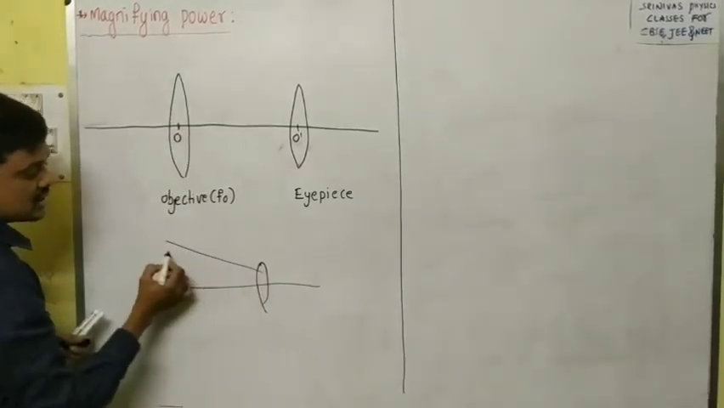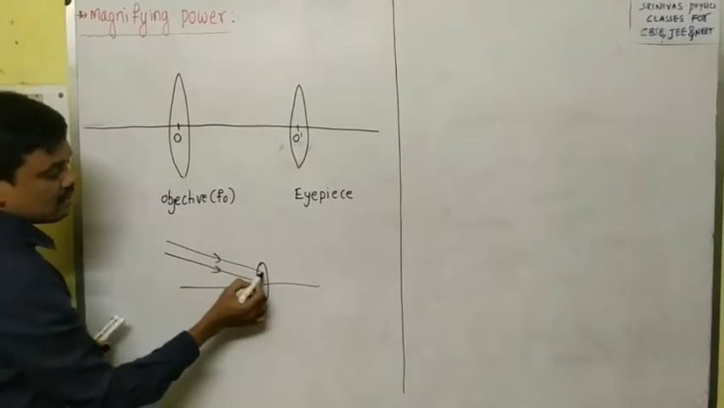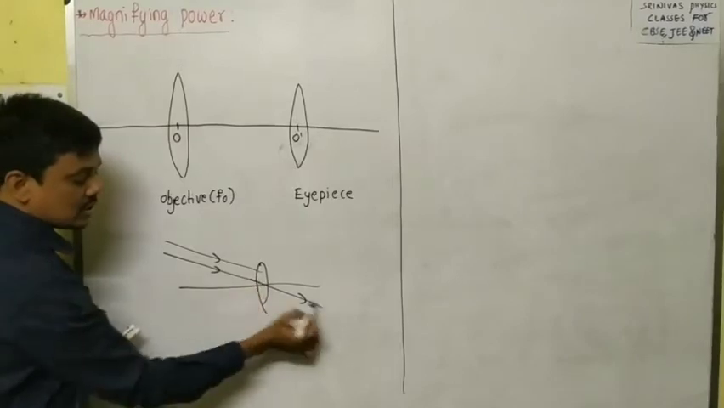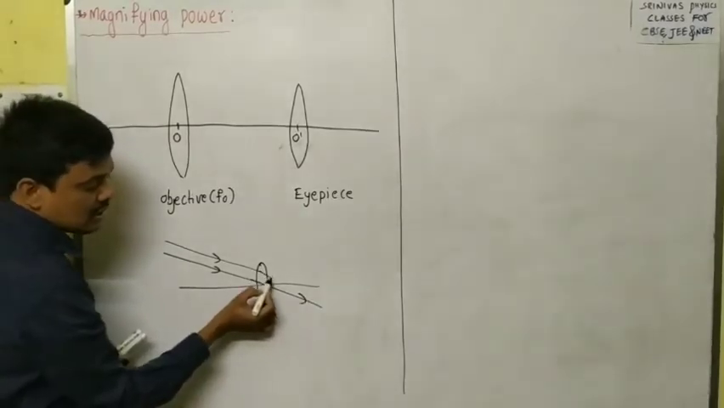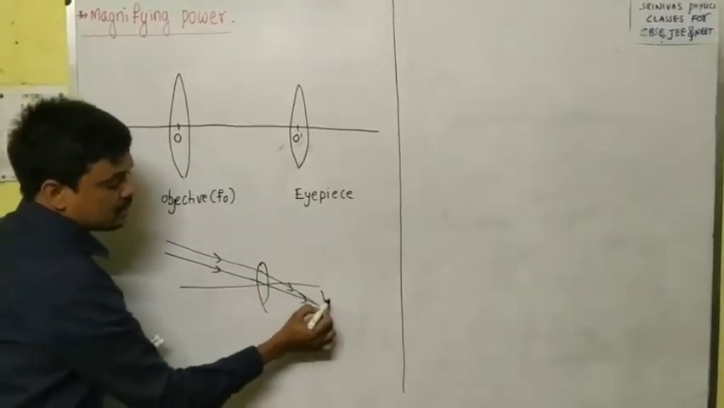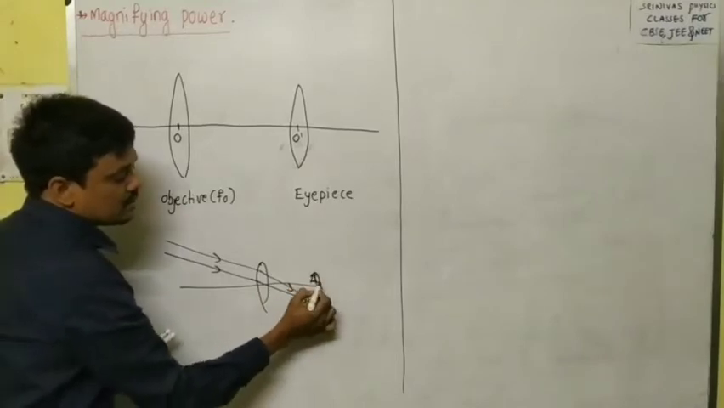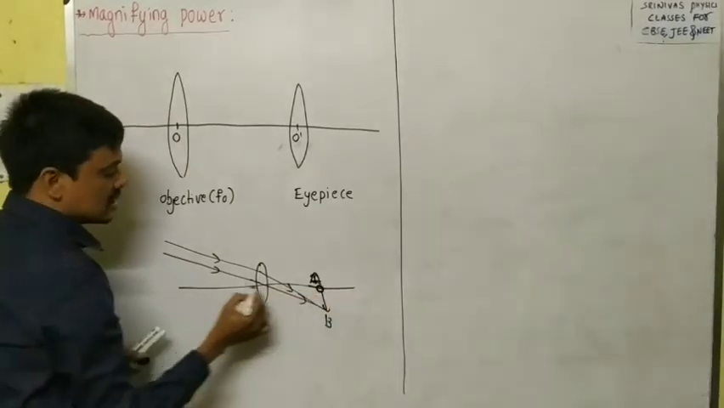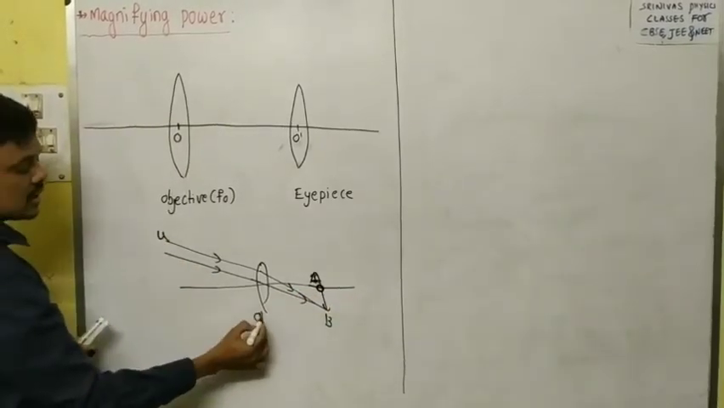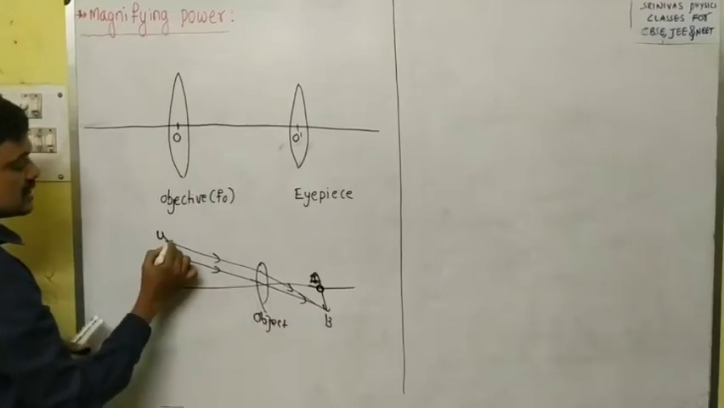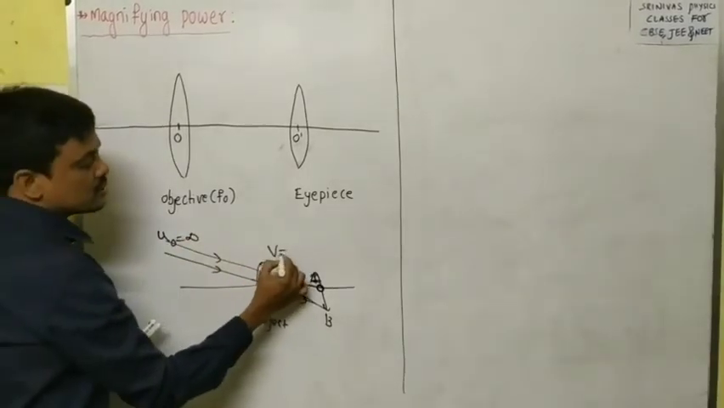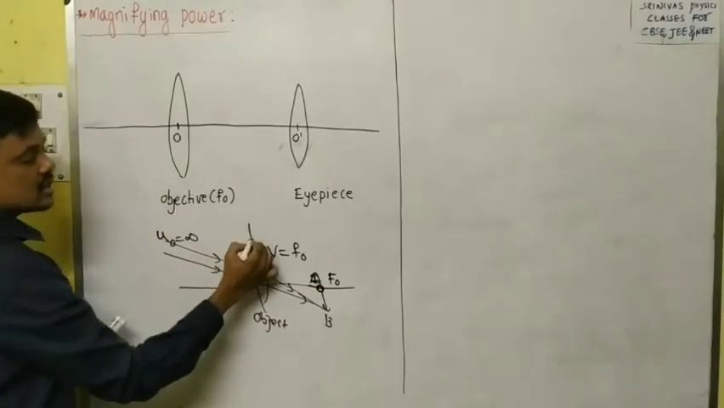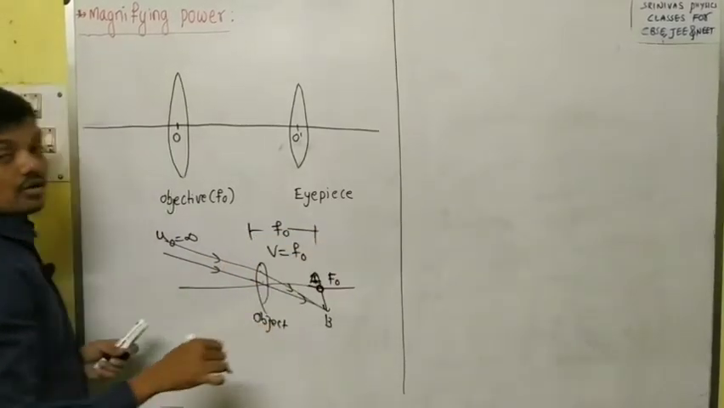From the infinite distance, the light rays start, and then they will meet. The light ray which passes through the optical center cannot deviate. It goes straight, and the light ray which is incident here will bend, and they will meet at a point, and here the image will form. This image we can consider as AB. And what is the location of this image? If the object is at infinite distance for the objective lens, then the image forms at the focus of the objective.